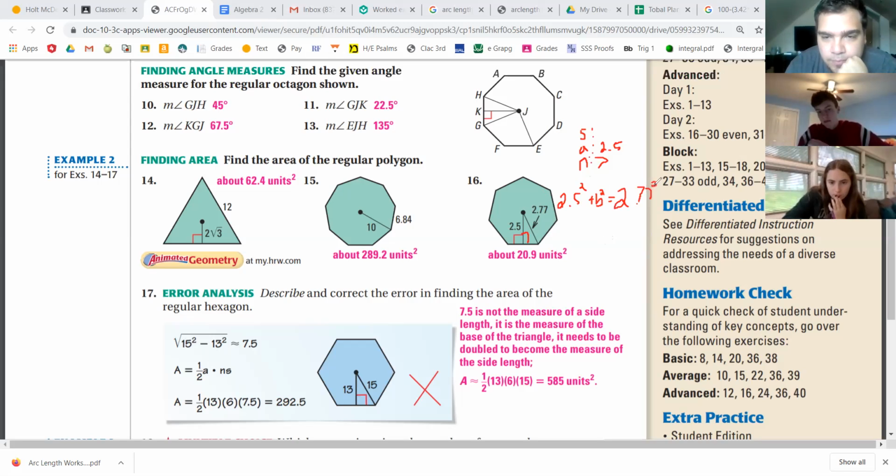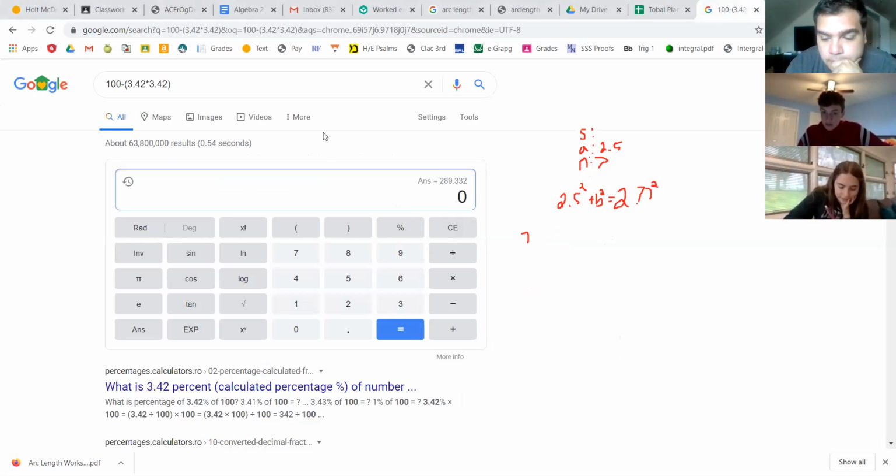2.77 squared. Okay. So I do all of that, but then I'm just going to go to my calculator and do it. Wait, then this number is going to tell us the half of the side. Oh, and then you could double it. Yeah, I need to double it.